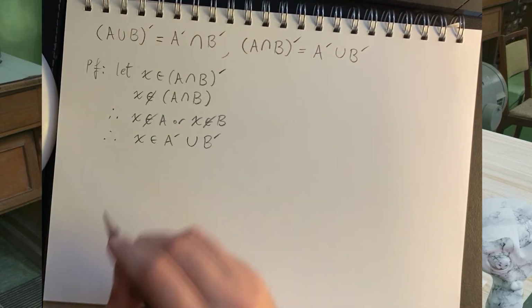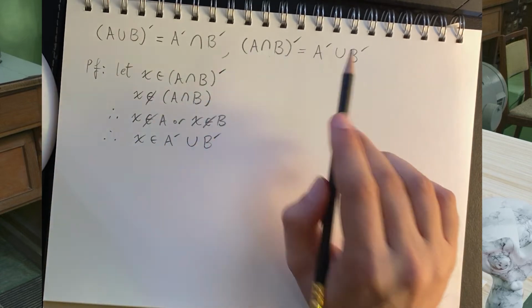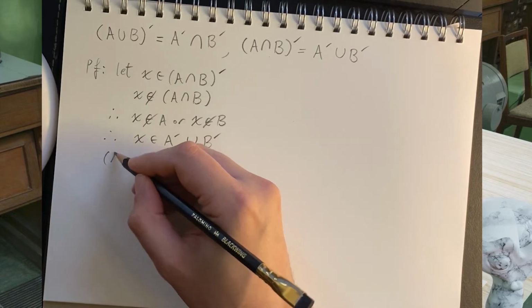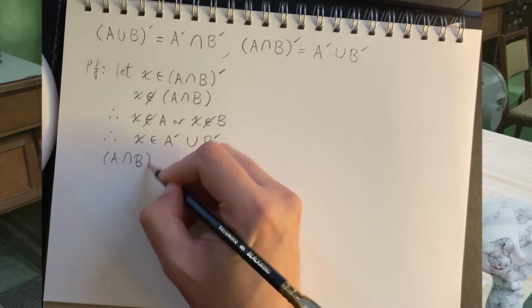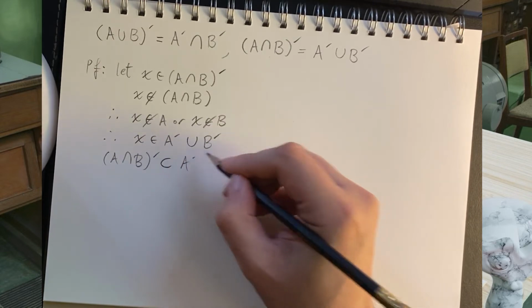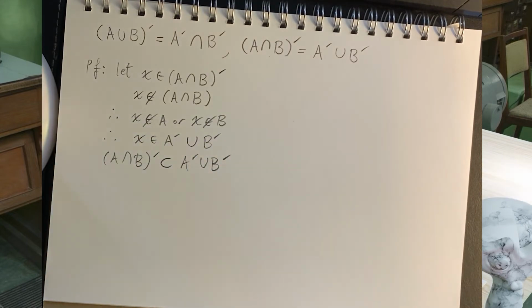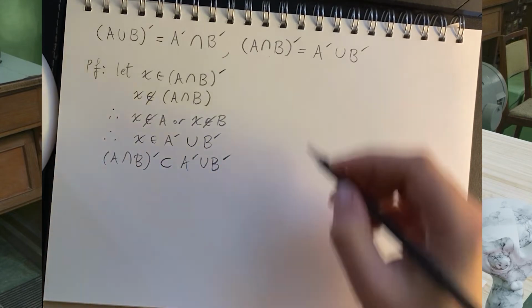And this tells us we have X in here implies X in here, so then this tells us that A and B is a subset of this. Okay, so that's one side. Then we'll go the other way.